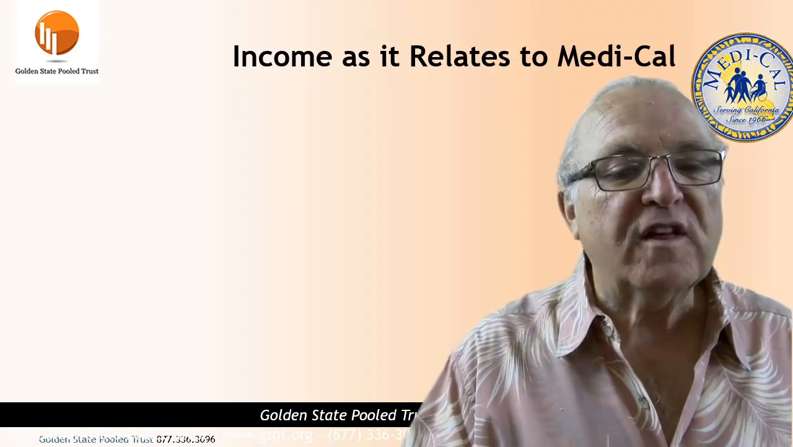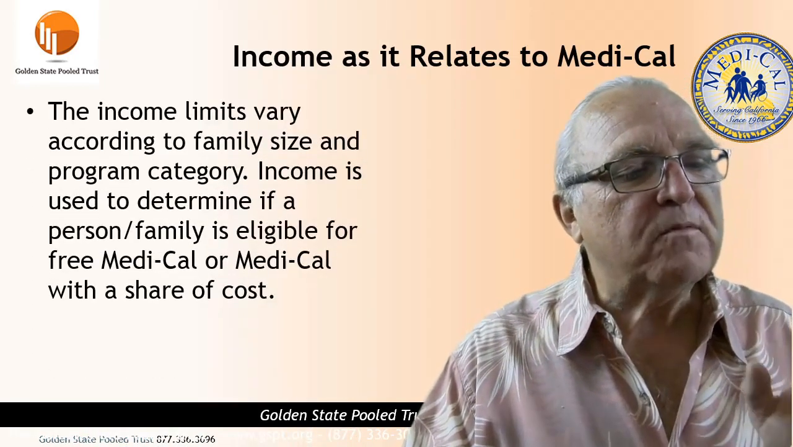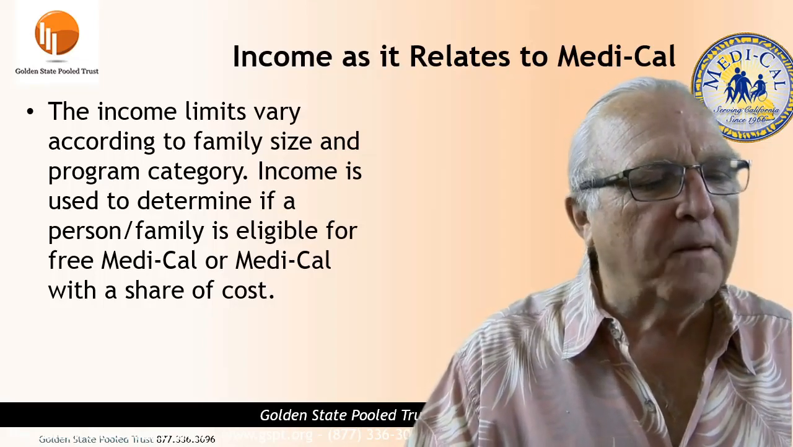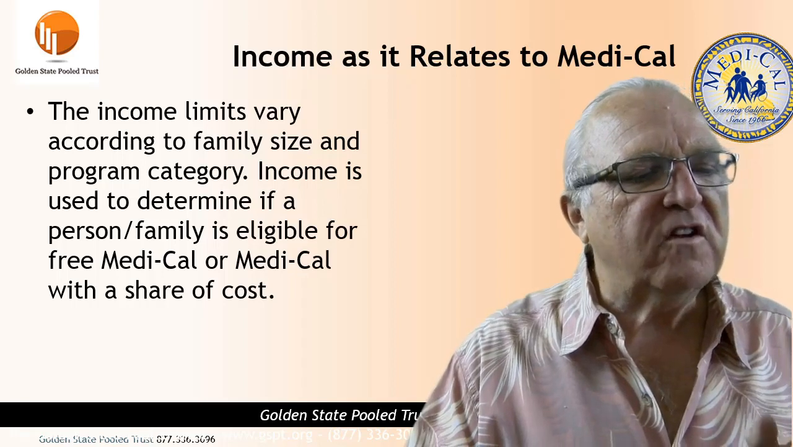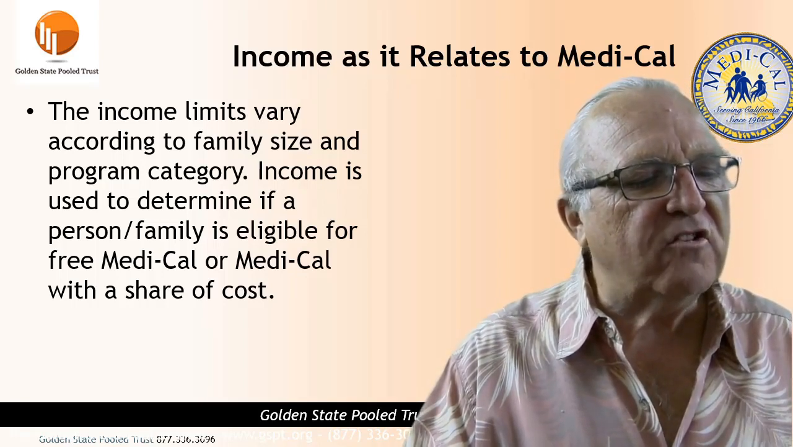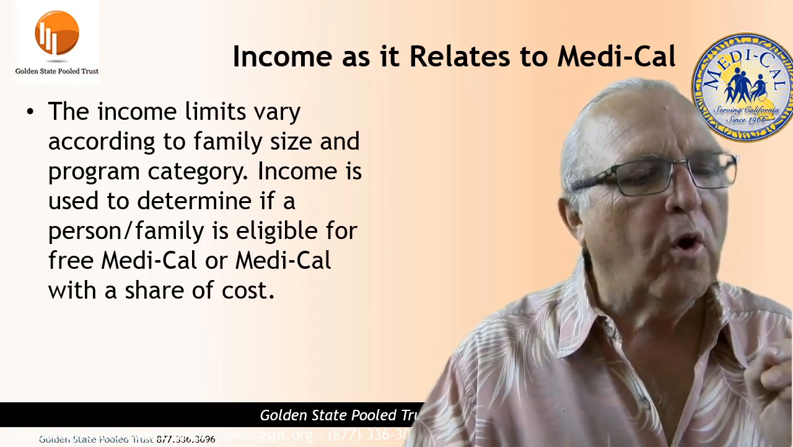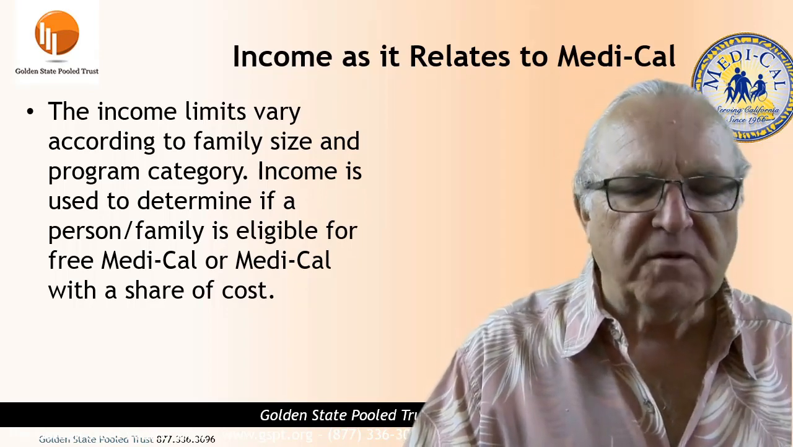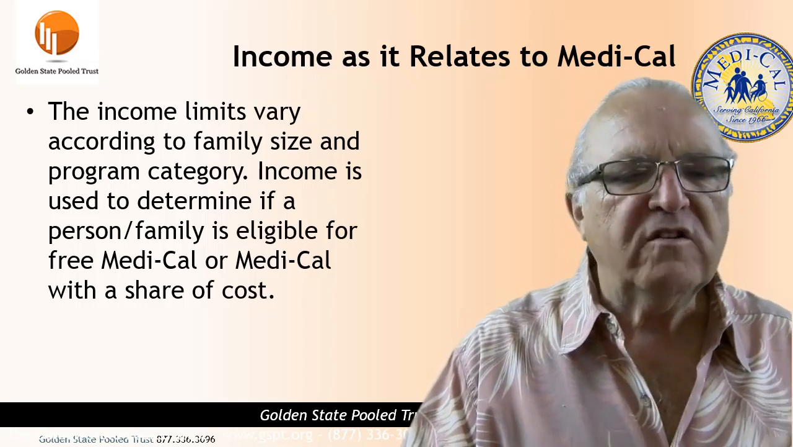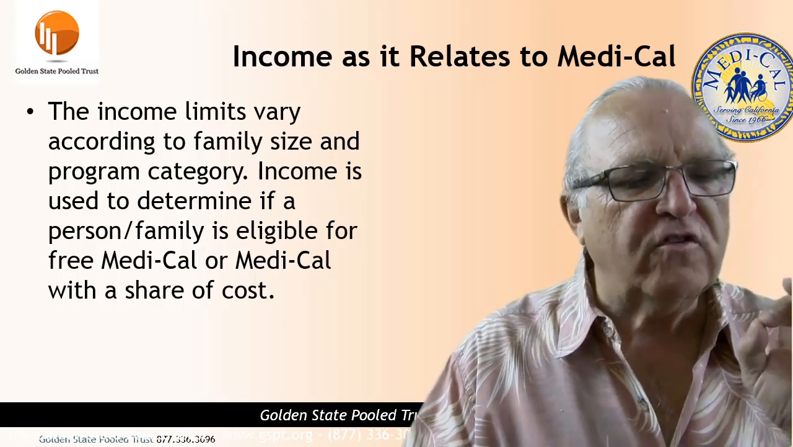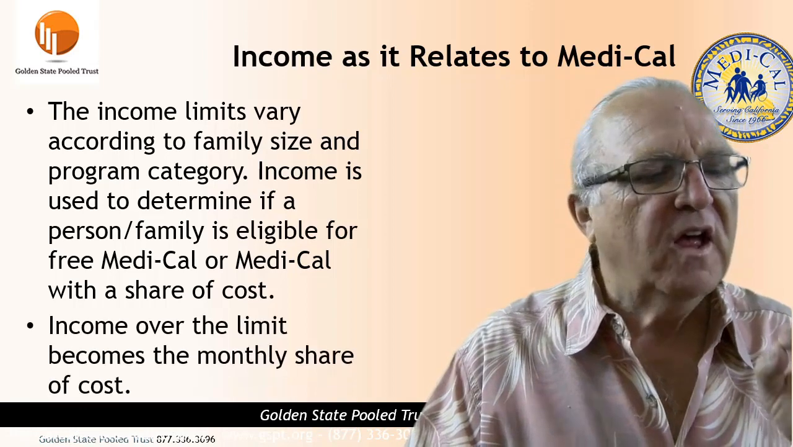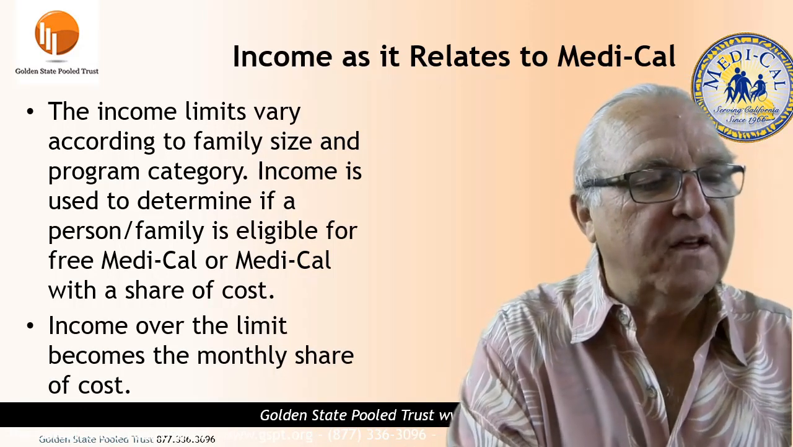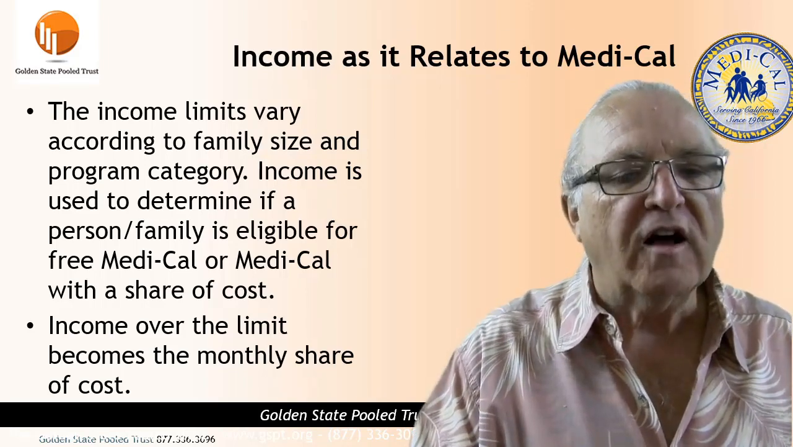So, income as it relates to Medi-Cal. The income limits vary according to family size and program category. The income determines if a person or family is eligible for free Medi-Cal or Medi-Cal with a share of cost. So basically, part of what this segment's going to cover is when do we go over the share of cost cliff. Income over the limit, or what I like to call the cliff, becomes the monthly share of cost.